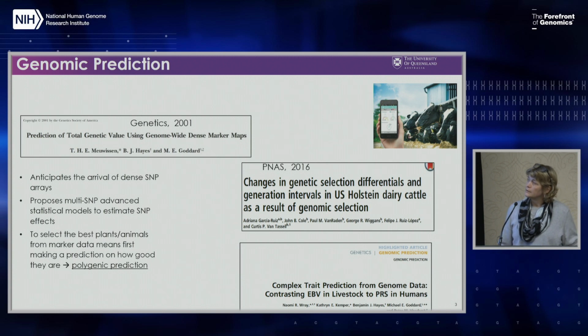And so then the next key paper is 2001. This is, again, 2001, it was anticipating dense SNP arrays. It talks about polygenic prediction. And the livestock industry actually have taken this methodology on board, have implemented it very quickly, and already by 2016 are presenting results on how the genomic methodology has improved things. And if you're interested, that's a paper published this year where I make a comparison between polygenic risk prediction in humans and livestock, because we can actually learn an awful lot from livestock because big data has been there for a very long time.